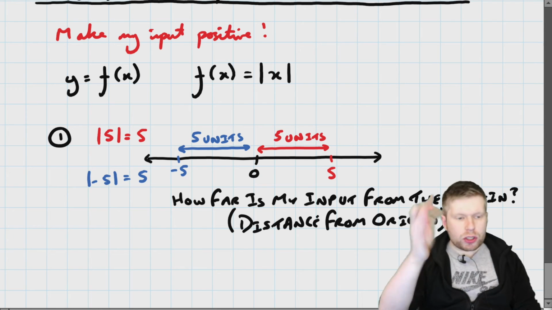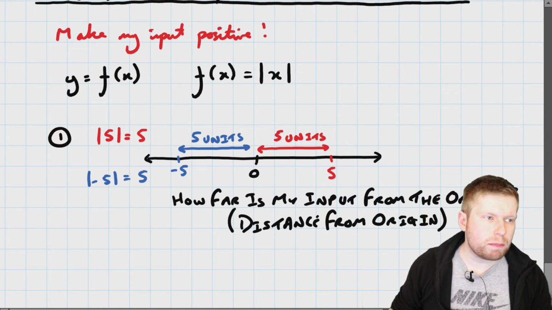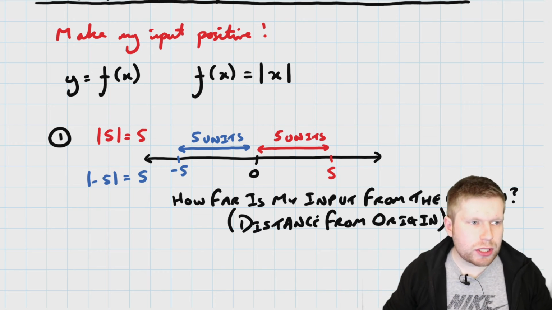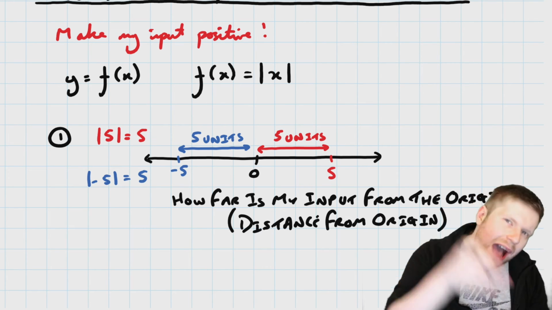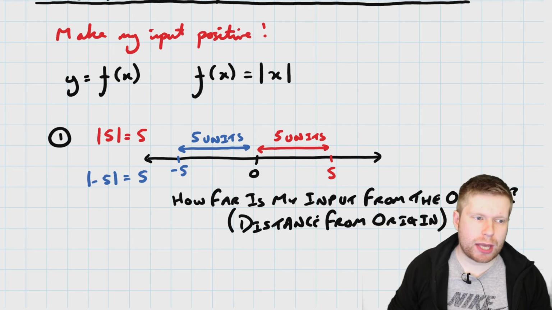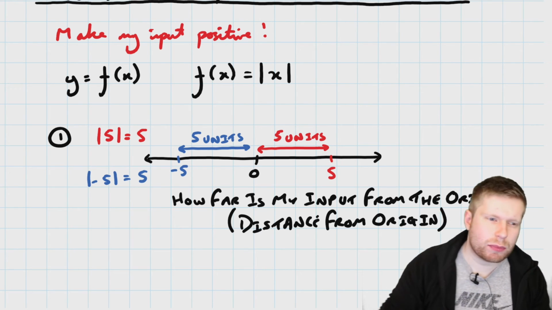So it's kind of the first way that I want you to think about the absolute value function, okay? Yes, make my input positive, but how is this actually used? How is this actually applied? Well, it's just simply asking the question, how far is my input from the origin? Okay, how far is my input from the origin? So it's a distance, okay?